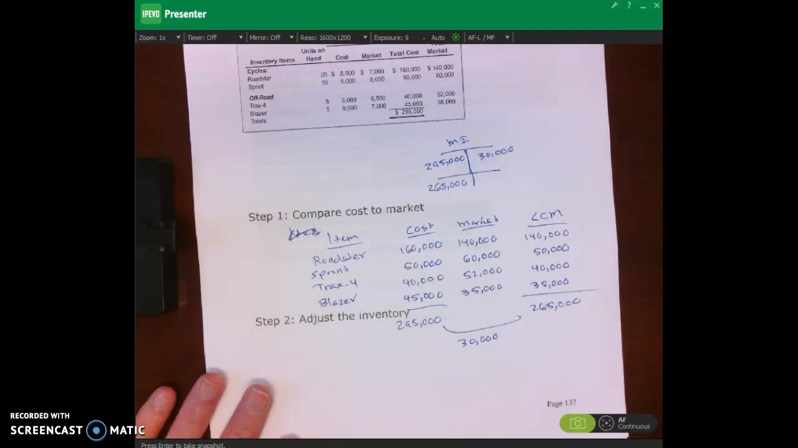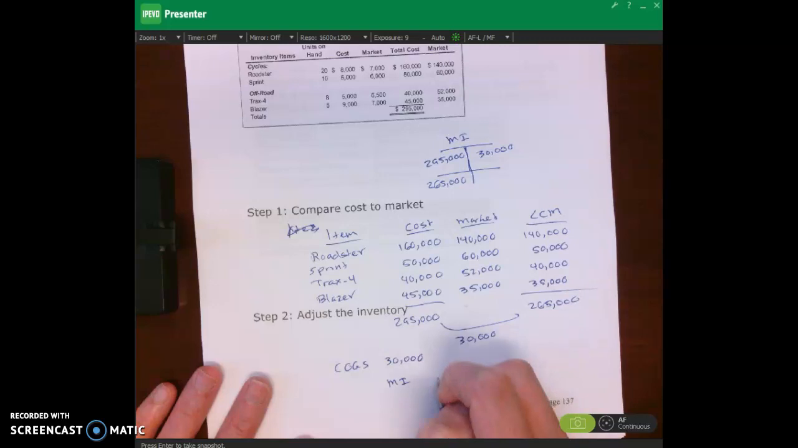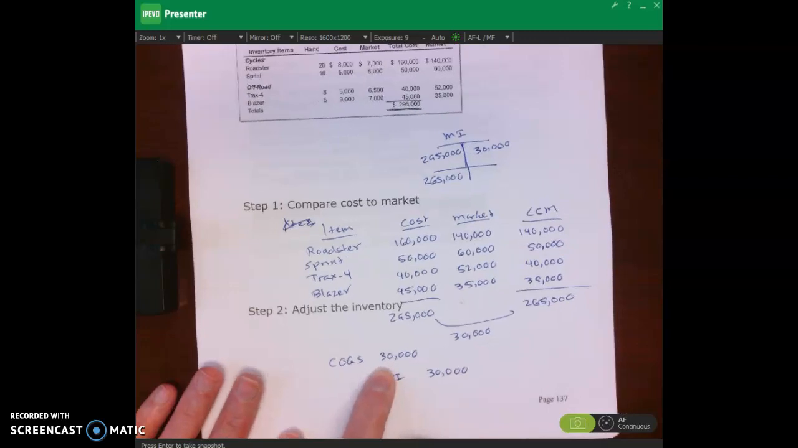We're going to debit cost of goods sold. Okay. So our journal entry will be debit COGS, cost of goods sold, for 30,000. Credit MI, merchandise inventory, for 30,000. Now, what I just did right over here was increase cost of goods sold. What happens to net income as cost of goods sold goes up? You tell me, think about it. Net income will go down. So after I do this journal entry, right, net income will go down.